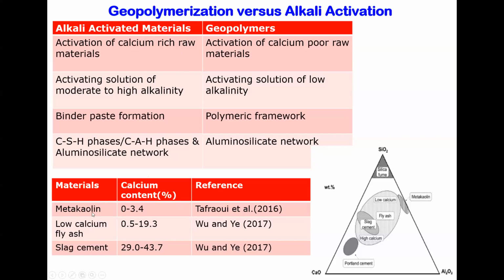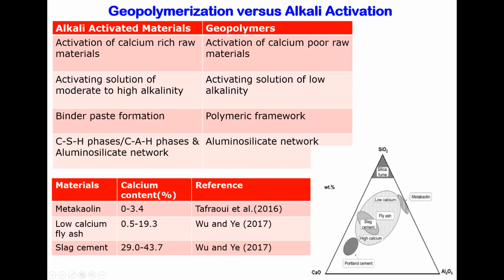For example, metakaolin is a calcium-poor material. That's why, if you look at geopolymer concrete, most of the concretes were developed using metakaolin. But when you use waste materials like fly ash or slag, they typically fall under alkali activated materials because they are rich in some amount of calcium. Then, an activating solution of moderate to high alkalinity is used in the case of alkali activated materials, and an activating solution of low alkalinity, especially low molarity of sodium hydroxide, is used in the case of geopolymers, while high molarity of sodium hydroxide is used in alkali activated materials.